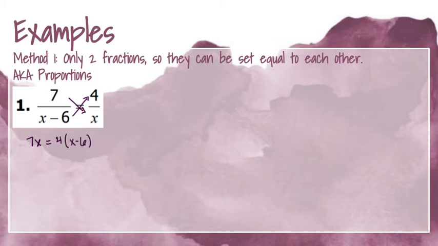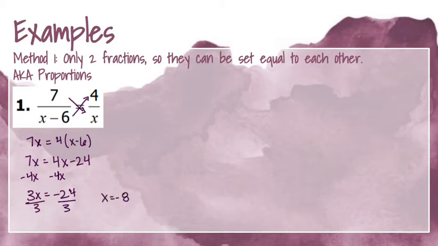So 7x equals 4x minus 24. Subtract 4x from both sides, and we get 3x equals negative 24. Divide by 3, and x equals negative 8. Then we want to check. If we plug negative 8 into here, will we get 0? No. Here, no. So that is good, and x equals negative 8 is our answer.